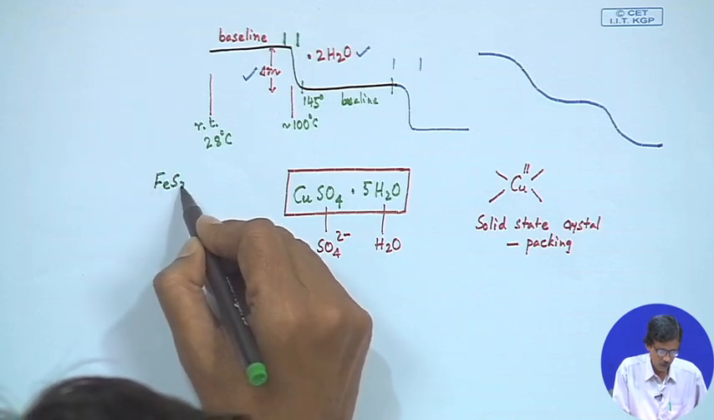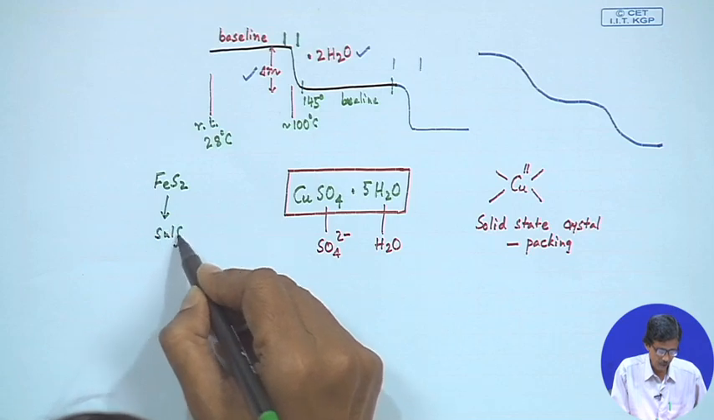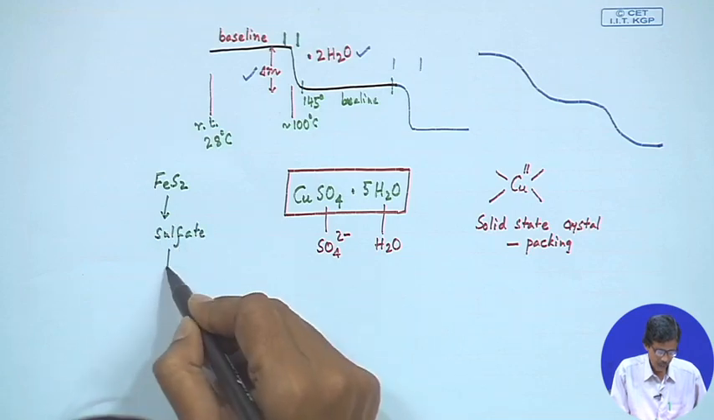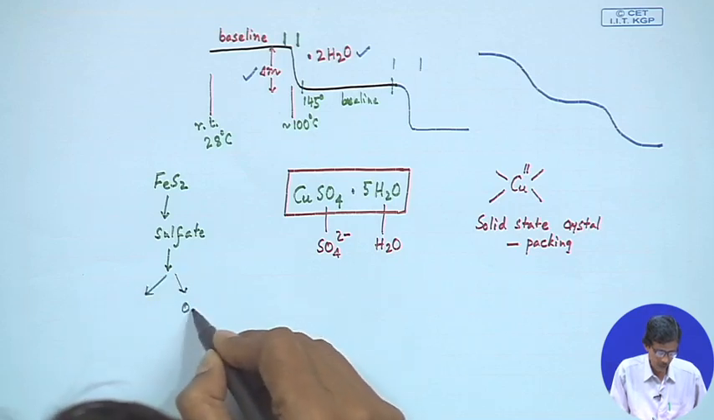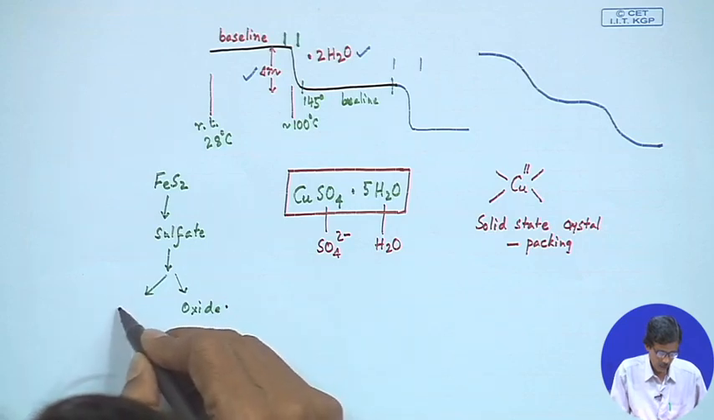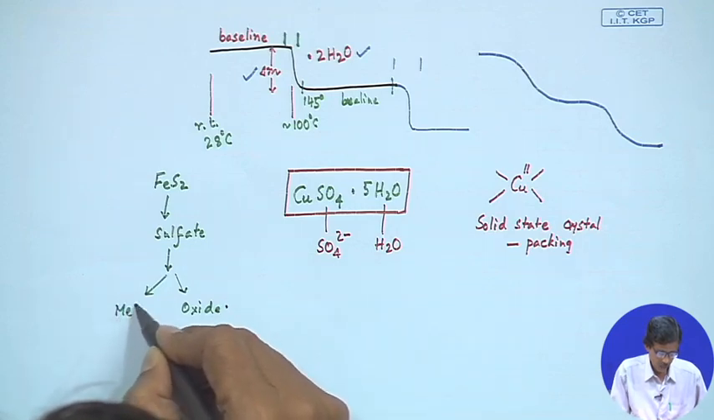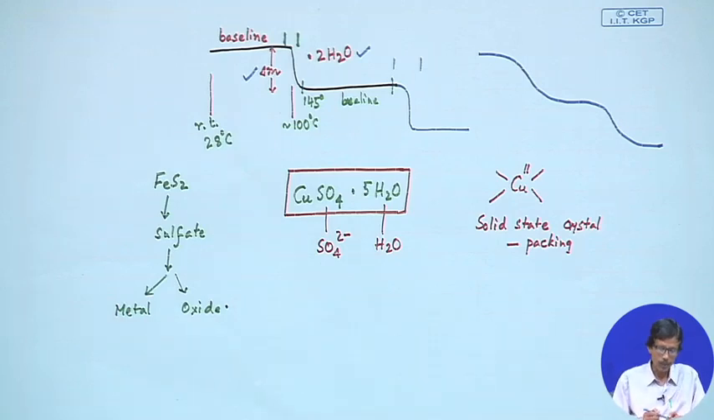Always we should try to keep in mind that when we heat it, we get the corresponding sulfate of it, and then we can get two things together. That means we can have the corresponding oxides, or we can have the corresponding pure metal, that means the iron powder. So, these are the things basically what we can consider.